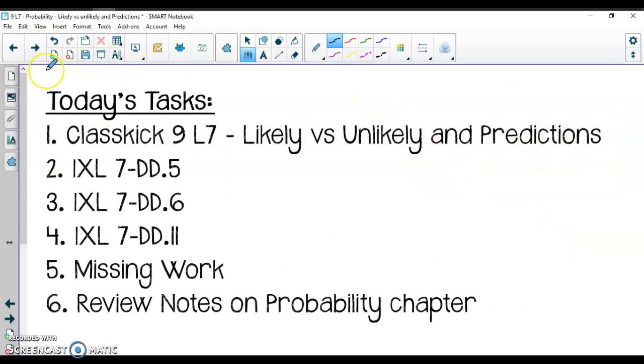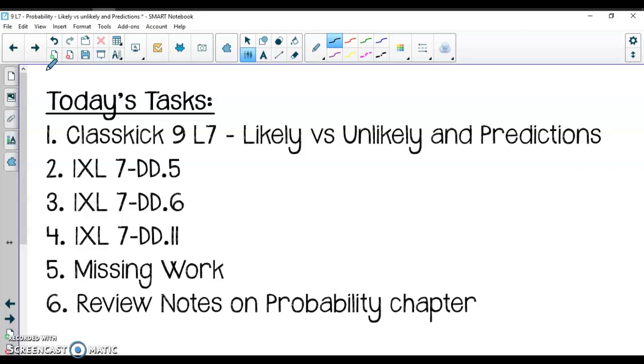That takes us to the end of our lesson for today. So just a real quick heads up of what your tasks are for today's class period. You have a class kick, 9L7. It's likely versus unlikely and predictions. So this is going to be graded for your completion there. You will notice that as you enter in your answers, numbers only unless it's a fraction that you're typing in, and then you use the slash. If you get to the predictions, don't worry about the labels, just type in your numbers.